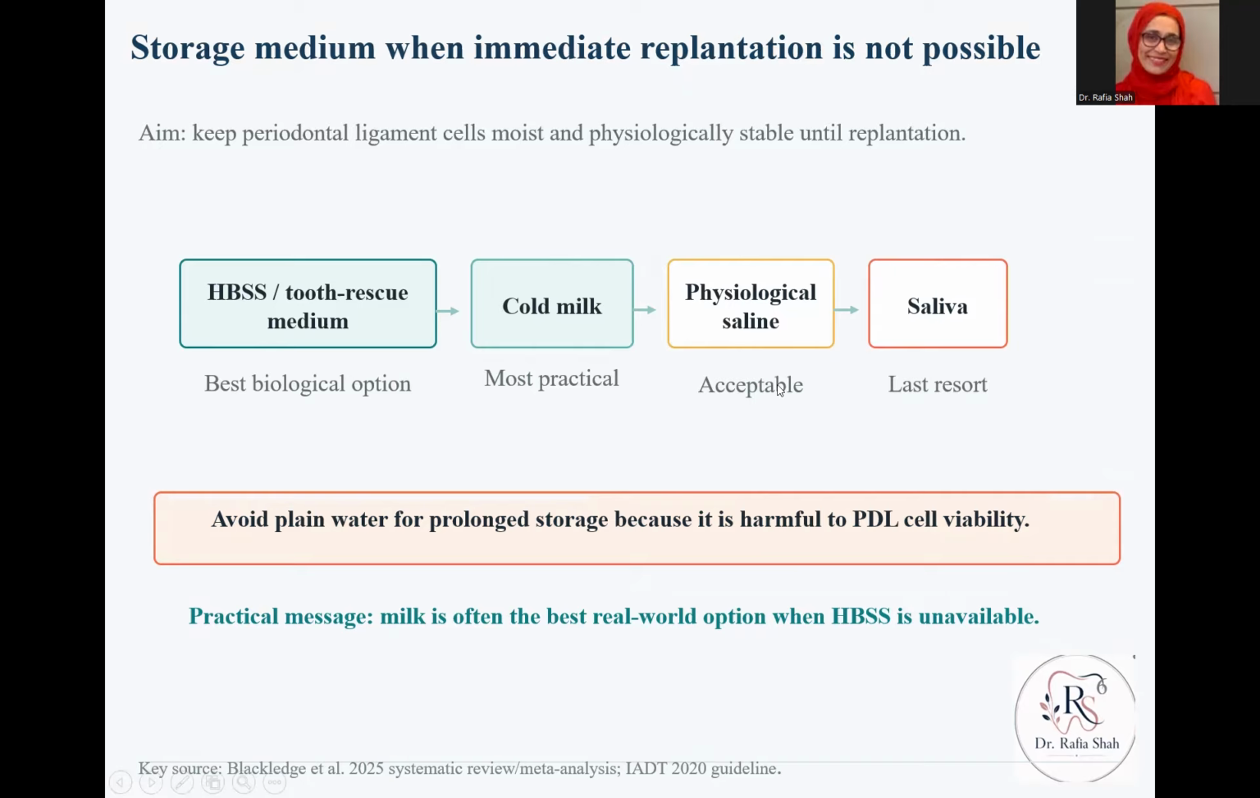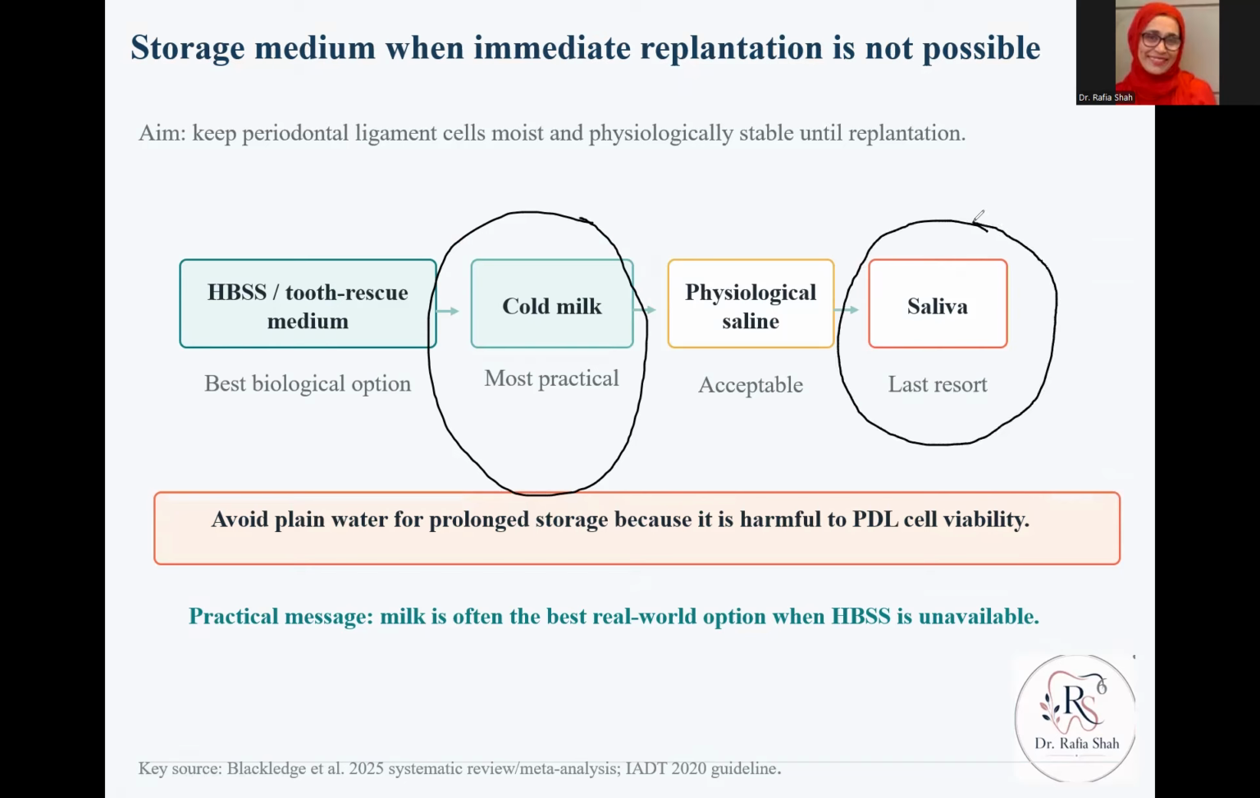Normally the storage media which is available at home is milk. We quickly ask the patient to put the tooth in cold milk. This is an easily available storage media. But if the patient is an adult, we ask the patient to keep the tooth below the tongue, in the saliva.